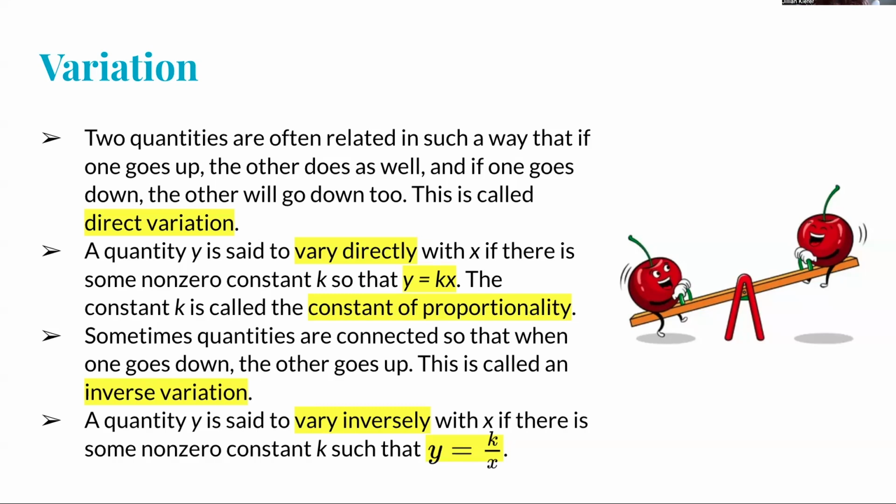And so your constant of proportionality is being divided by that value of x. So we see the different variation types and kind of what that means with their equations. Direct variation has y equals k times x, but inverse variation has y equals k divided by x.